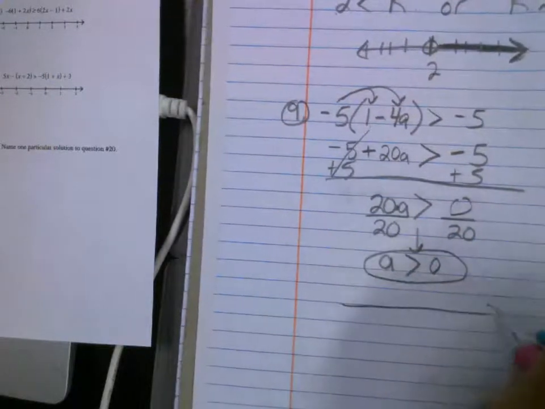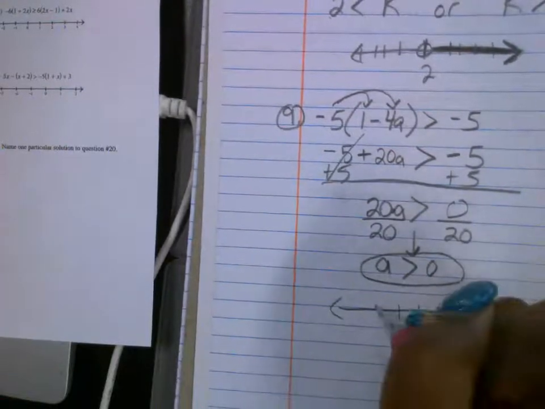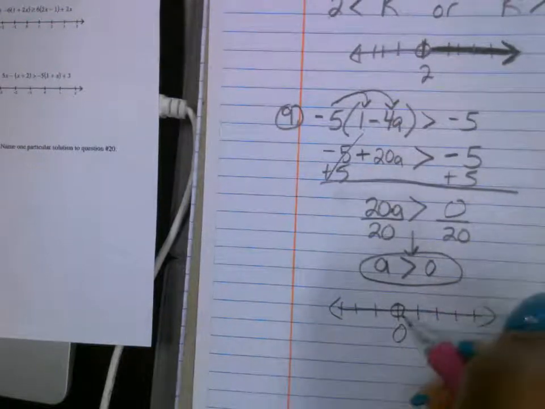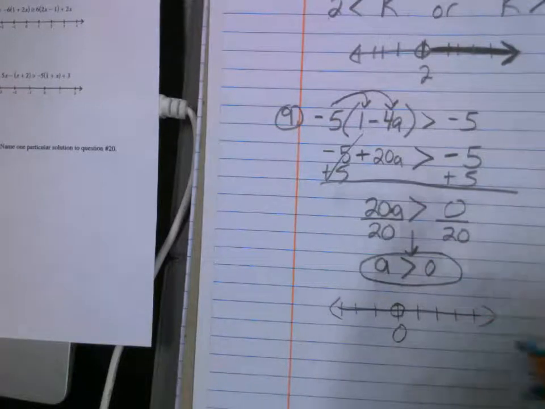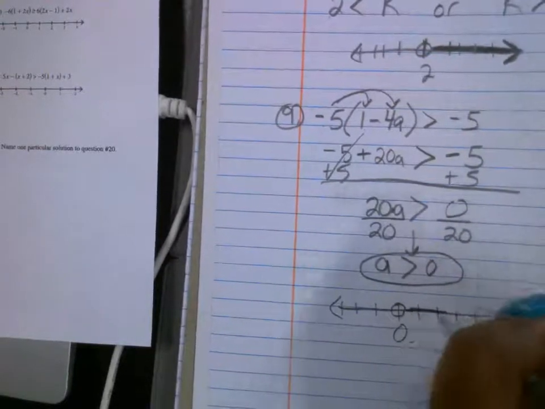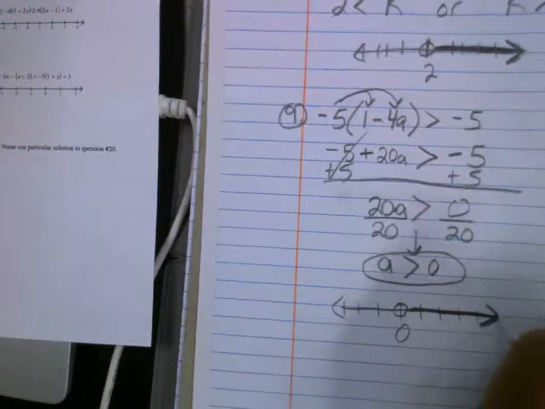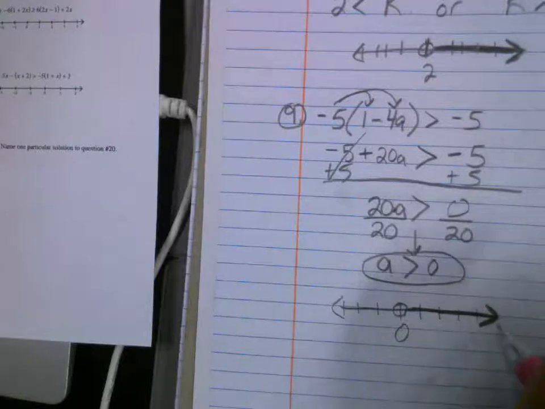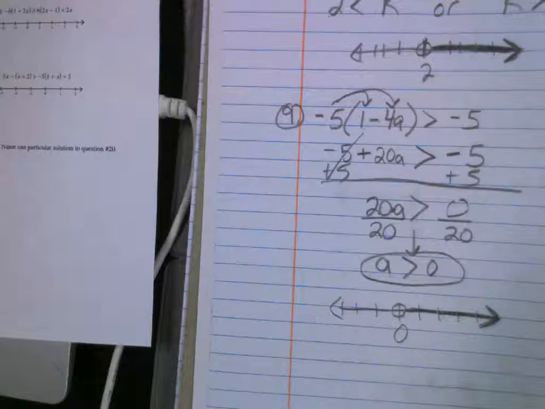So to graph that, put 0 in the center, put a couple numbers on this side, a couple numbers on this side, put an open circle. Do not shade the circle because it's not equal to. It's greater than. All values that are greater than 0 are this way. So all of these could possibly be answers. 1 is greater than 0. 2 is greater than 0. 3 is greater than 0. 4 is greater than 0. All the way to the positive infinity. Okay?